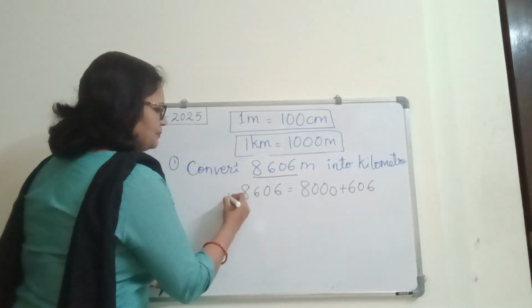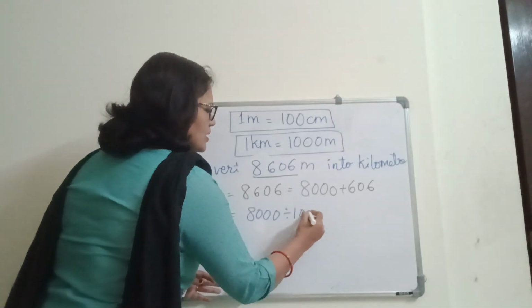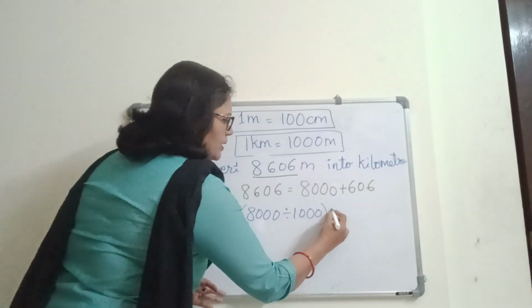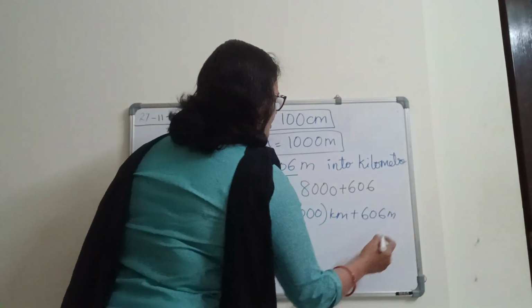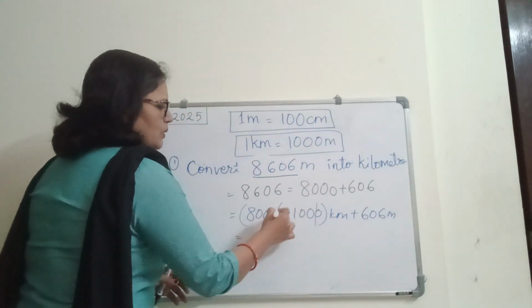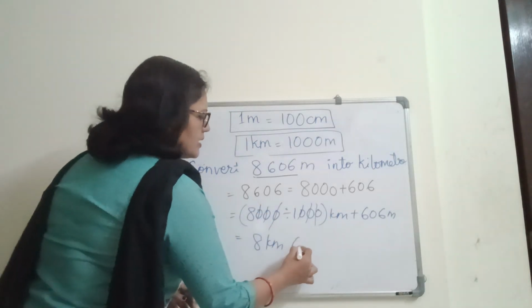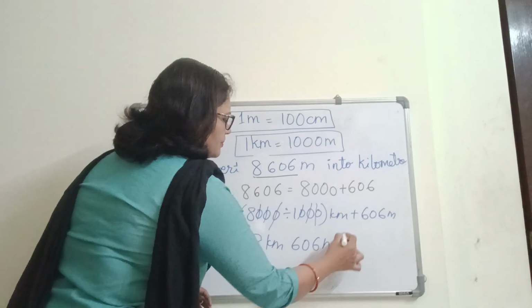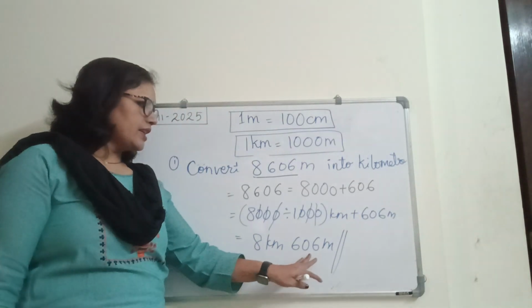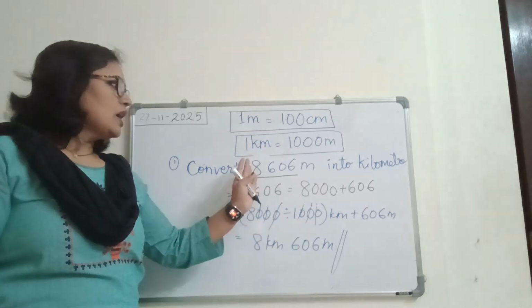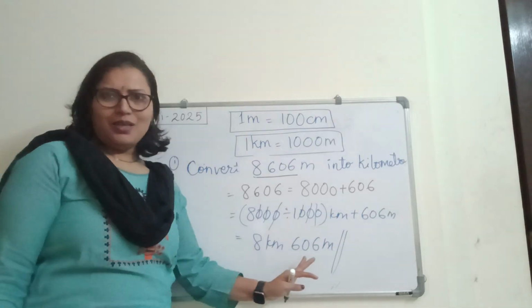Now take this 8000 divided by 1000. So we convert it into kilometer, plus 606 meter. Now this 0 will cancel with these 3 zeros. 8 kilometer 606 meter. So this is your answer. So 8 kilometer 606 meter. We converted the whole 8606 meter into kilometer and meter.